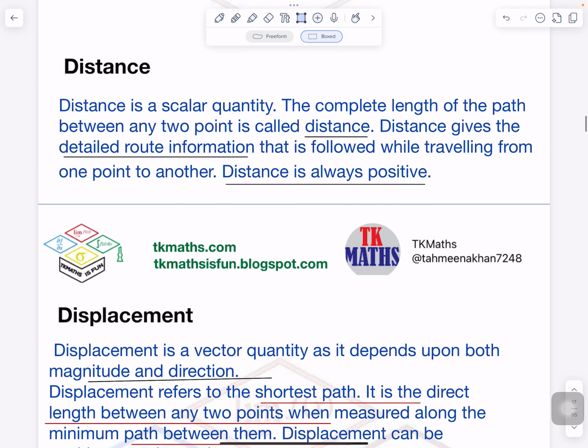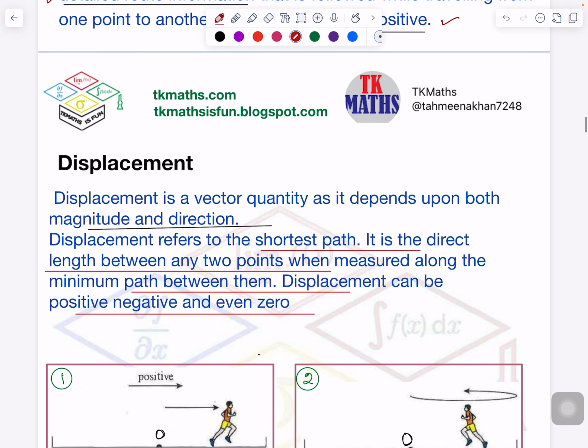So let's see. Distance is a scalar quantity and it is the complete length covered along the path followed between any 2 points. Distance gives the detailed route information when you are traveling from one point to another point, and it is always positive. Very important thing. I will take an example to explain this as well, right after this.